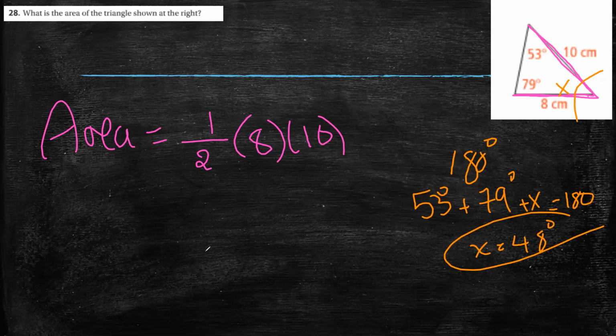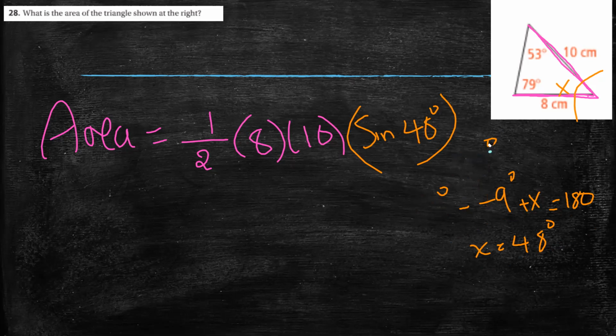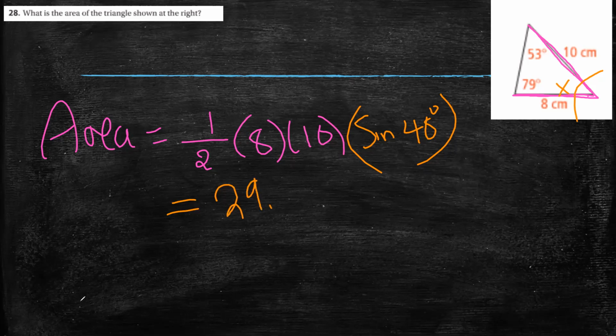Then this x, I use the sine of it because it's an included angle. Then I can find now the area of the triangle. Is it right now? Yeah. So sine 48 times 80 divided by 2 is 29.7 centimeter square. This is the area of the triangle.